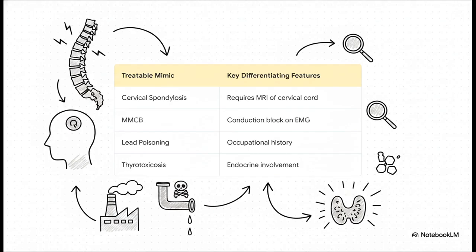Next, you've got MMCB, or multifocal motor neuropathy with conduction block. Now, this is predominantly a lower motor neuron disease, but your golden ticket here is electrophysiology. It's going to show a conduction block, which you just don't typically see in classic ALS. And of course, always screen for environmental and systemic mimics like lead poisoning or thyrotoxicosis, because those can easily present as secondary motor neuron diseases.